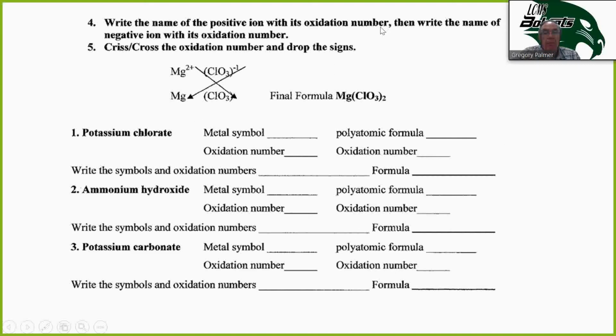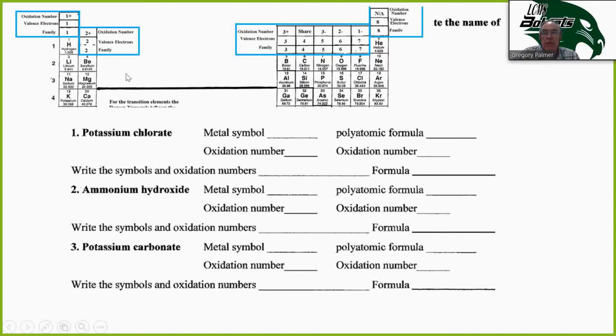We're going to write the name of the positive ion with its oxidation number, and then the negative ion with its oxidation number. So this is potassium and chlorate. So we're going to look here. I made a little cutoff part on the periodic table. And there's potassium, is in family 1, and it has an oxidation number of 1 positive.